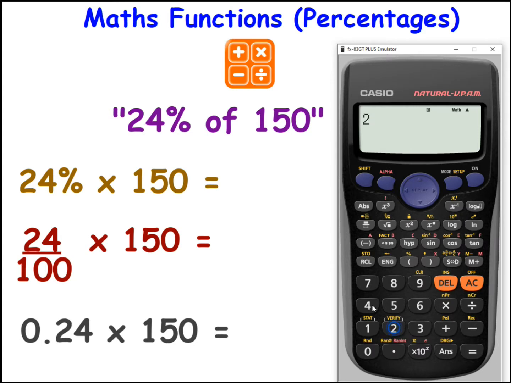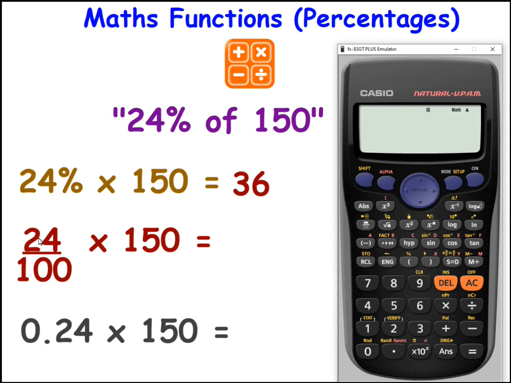So on our calculator, we would put the percentage 24, press Shift to get our percentage symbol. Then of means multiply, and the number we want the percentage of is 150. Press equals, and our answer is 36. And it really is as simple as that to do percentages on the calculator.